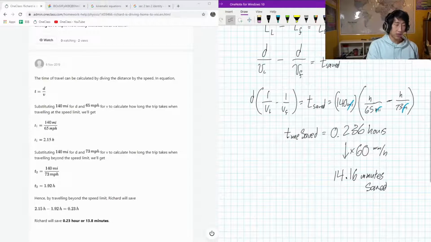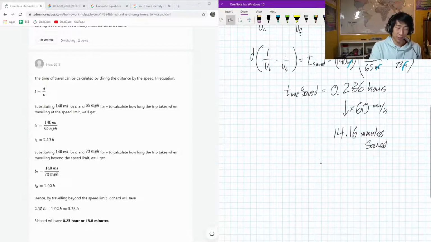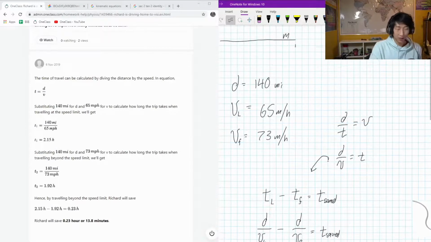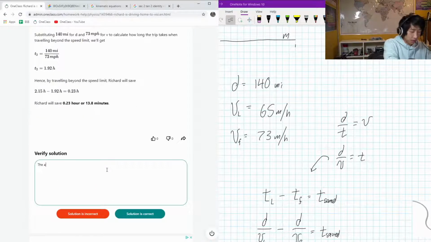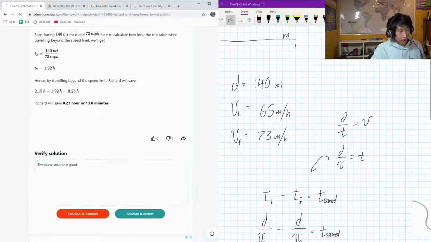You increase your speed by 10 miles per hour, but you only end up saving 14 minutes. So you're risking speeding tickets and all that just to save 14 minutes. Is it worth it? It's up to you. Don't be speeding. I don't recommend it, but that was what Richard did. Okay, so the above solution is good. Very good.